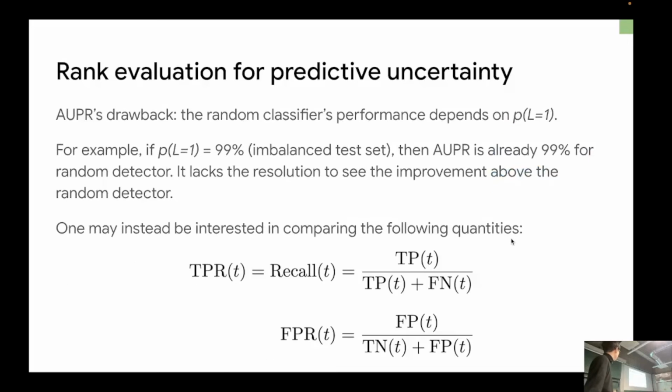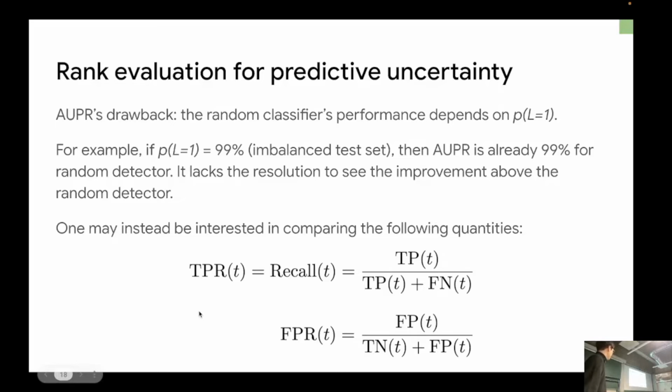So here is the caveat, which is, for an imbalanced test set, your random classifier, which has no idea what it's doing, will still get 99% area under the precision-recall curve, AUPR. And so it can be misleading. You can just look at the number and say, yeah, it's actually doing a good job. So we need some kind of a different metric maybe, which is immune from this problem.